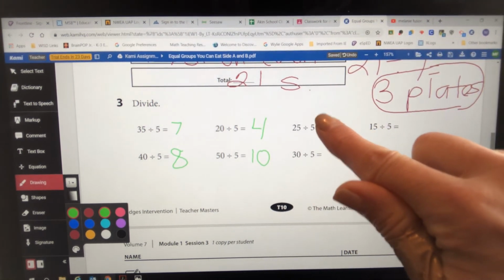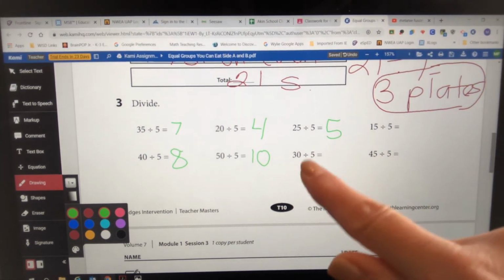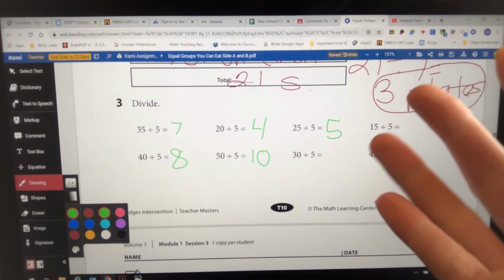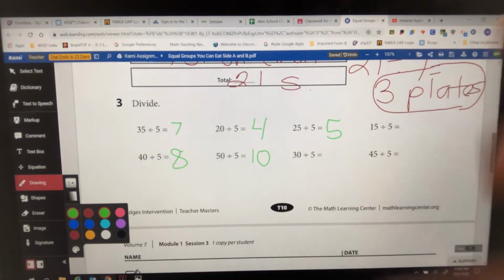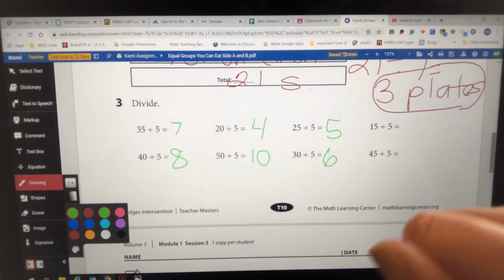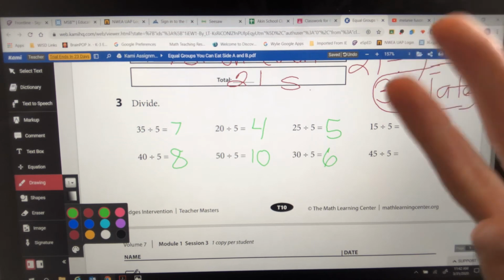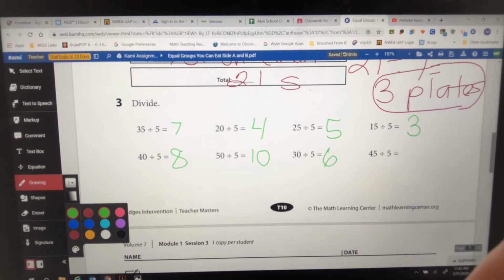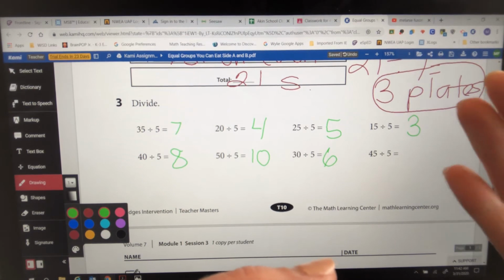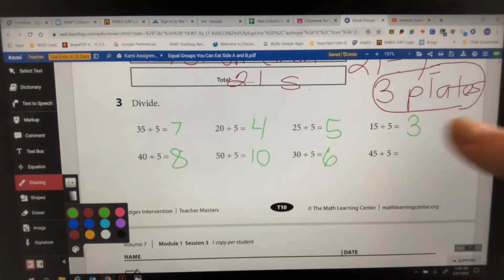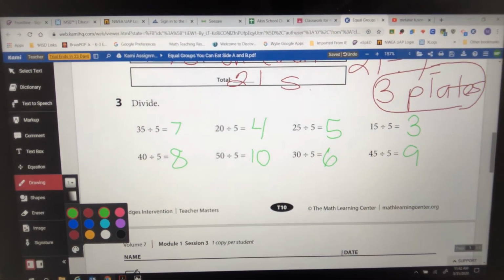I counted 5 times. How many 5s in 30? 5, 10, 15, 20, 25, 30. So there are 6 5s. How many 5s in 15? 5, 10, 15. Only 3. And the last one. How many 5s in 45? 5, 10, 15, 20, 25, 30, 35, 40, 45. I have 9 5s in 45.